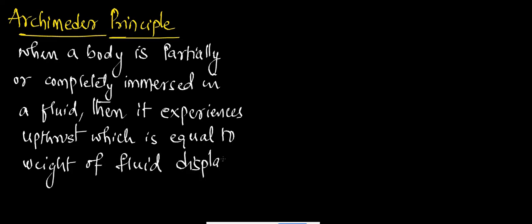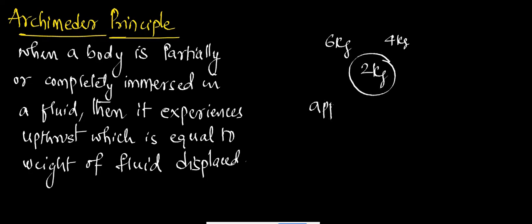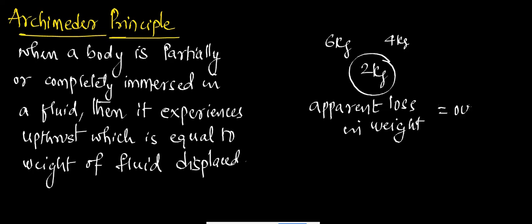Yes, ma'am. Now I told you outside 6 kg, inside 4 kg, so remaining 2 kg is disappeared, right? Yes, ma'am. So this weight disappeared is also called apparent loss in weight. What does it mean? The weight which is present outside the fluid minus the weight which is present inside the fluid. Yes, ma'am. Okay, so I can say which is equal to weight of the fluid displaced. Also, I can say upthrust is equal to apparent loss in weight. Different terminologies, but all mean the same, Gautam.